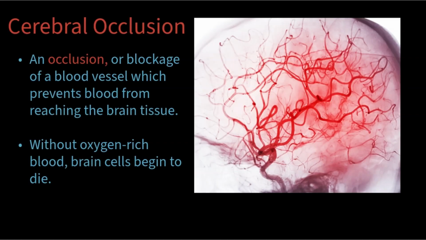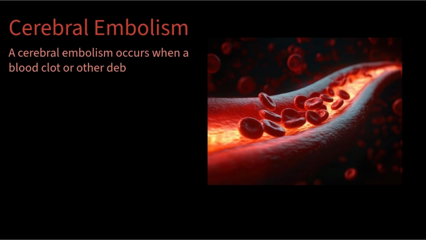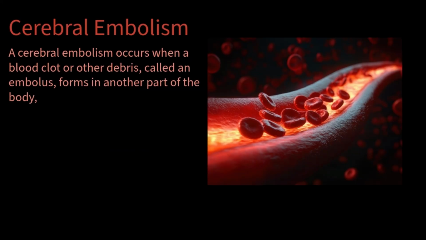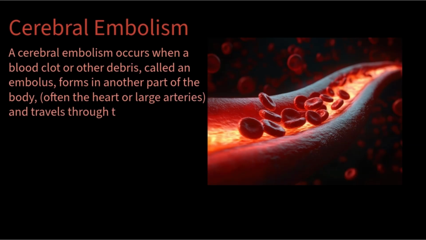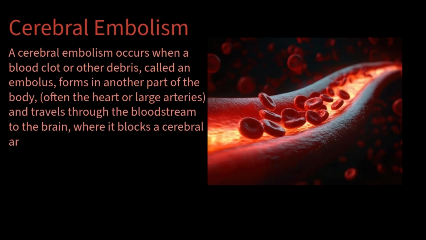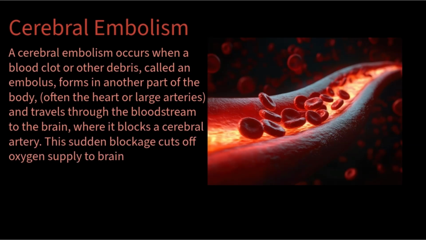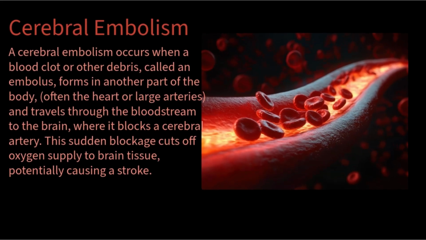Common causes of an ischemic stroke is an occlusion or blockage of a blood vessel which prevents blood from reaching the brain tissue. And without oxygen rich blood, brain cells begin to die. A cerebral embolism occurs when a blood clot or other debris, called an embolus, forms in another part of the body, often the heart or large arteries, and travels through the bloodstream to the brain, where it blocks a cerebral artery. This sudden blockage cuts off oxygen supply to brain tissue, potentially causing a stroke.